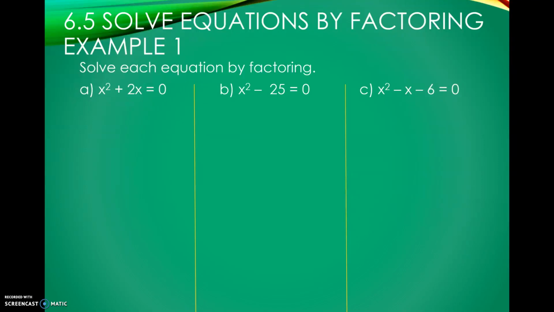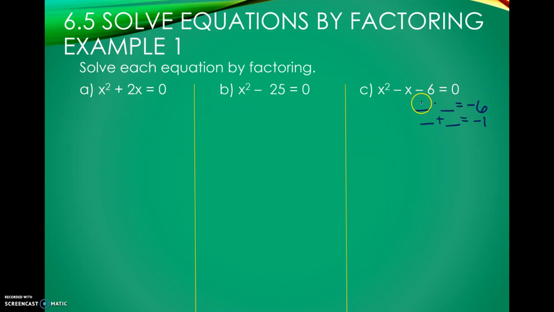Today we are solving equations by factoring, and honestly, this isn't any different from what we've done before. There's just an extra step that we have to do at the end. So in example, actually, let's do example C first. Ignore the equal 0. This is the type of problem where you're looking for two numbers that multiply to give you -6, and those same numbers need to add up to -1.